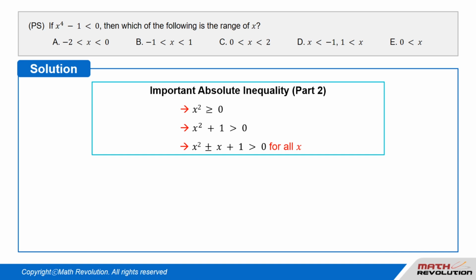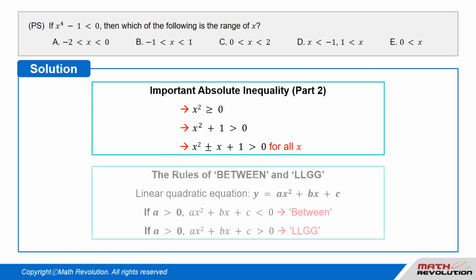x squared plus 1 is greater than 0 will always hold for all x, because the minimum value of x squared will be 0. Therefore, x squared plus 1 is greater than x squared, which is greater than or equal to 0, so x squared plus 1 is greater than 0 for all x.